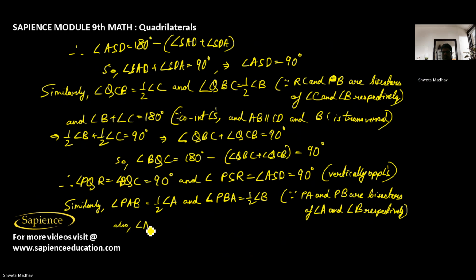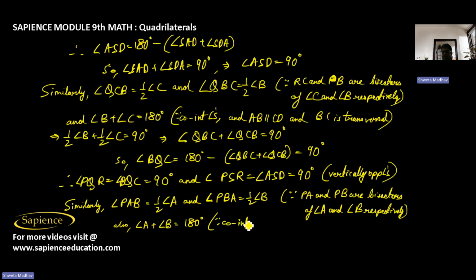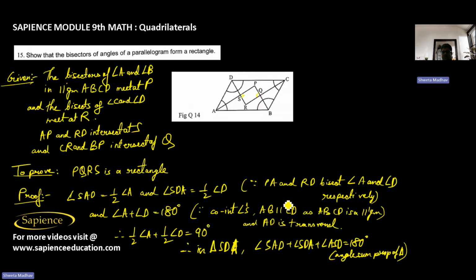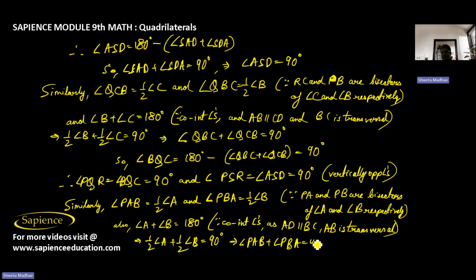Also angle A plus angle B is equal to 180 degrees, since they are co-interior angles, which are supplementary, as here AD is parallel to BC, and obviously AB is the transversal. So therefore I can say that half of angle A plus half of angle B is equal to 90 degrees, which implies that angle PAB plus angle PBA is also equal to 90 degrees.